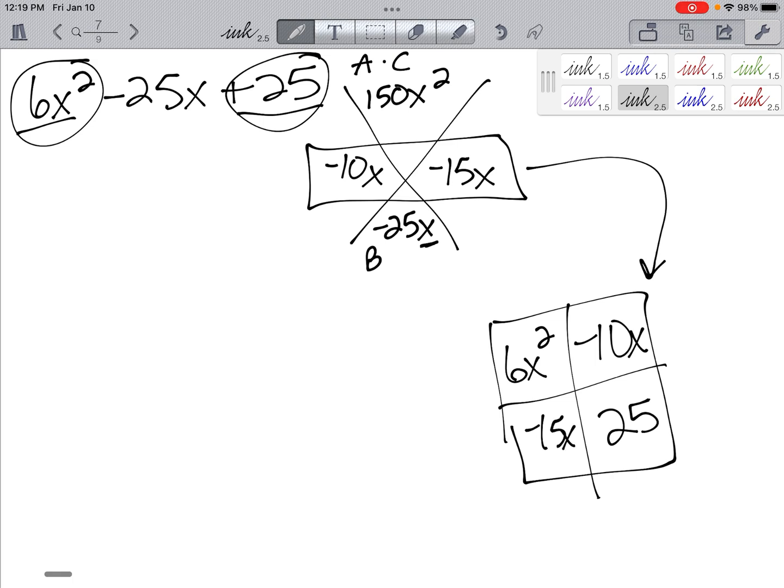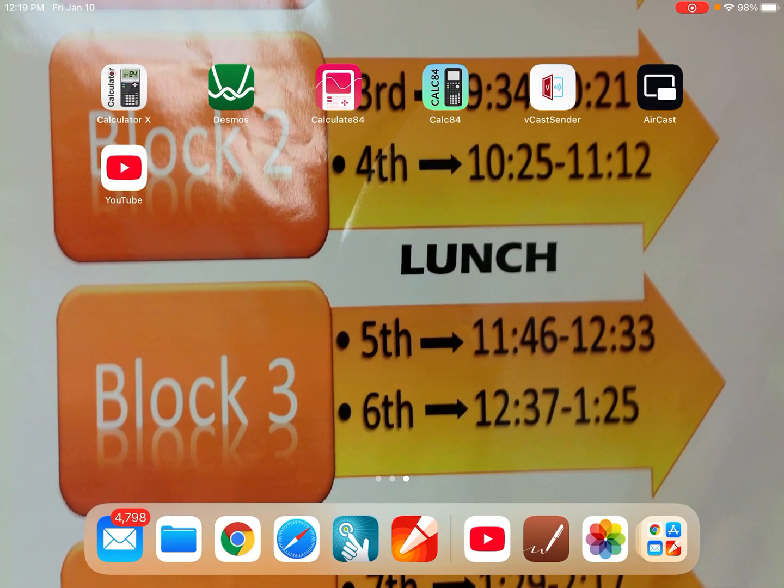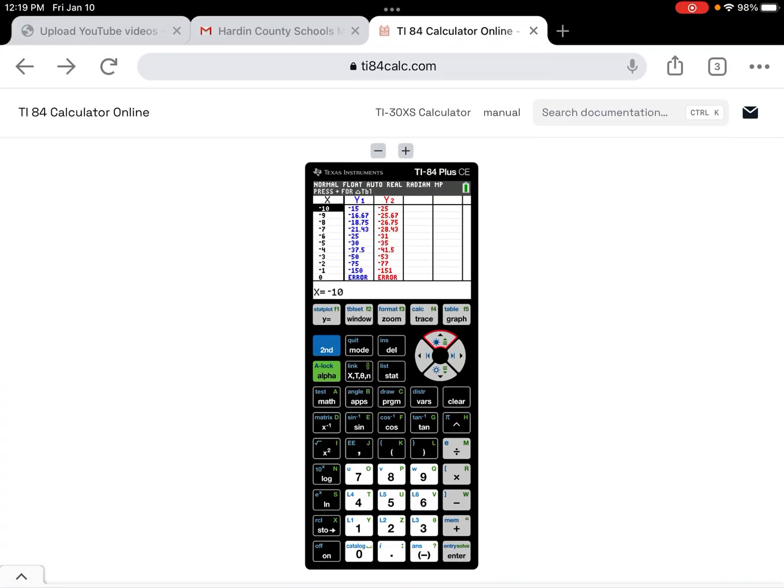All right, so right now we are looking at our first row, that's 6x squared minus 10x. So we need the greatest common factor. If you don't know what the greatest common factor is of 6 and 10, remember, you can use your calculator to help you. So let's switch back over to our calculator to review how to do that.